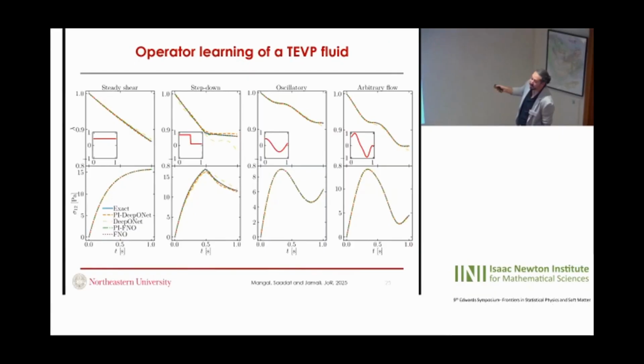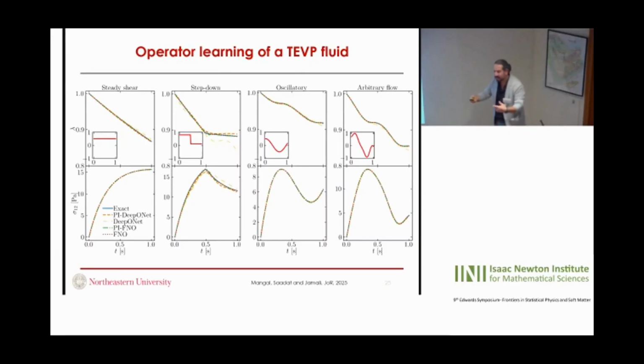So, operator learning for the TEVP fluid first. You're going to see a lot of lines: the exact line, the PI-DeepONet and PI-FNO, which mean physics-informed DeepONet and physics-informed Fourier neural operators, and the DeepONet and FNO. And all the lines are on top of one another. So basically now I'm asking questions about your conventional viscometric flows. So this is steady shear, step down shear, oscillatory shear, and one arbitrary flow. On the bottom, you're looking at shear stress. On top, you're looking at lambda, the microstructure parameter, over time. For all of those, you consistently predict the right behavior.